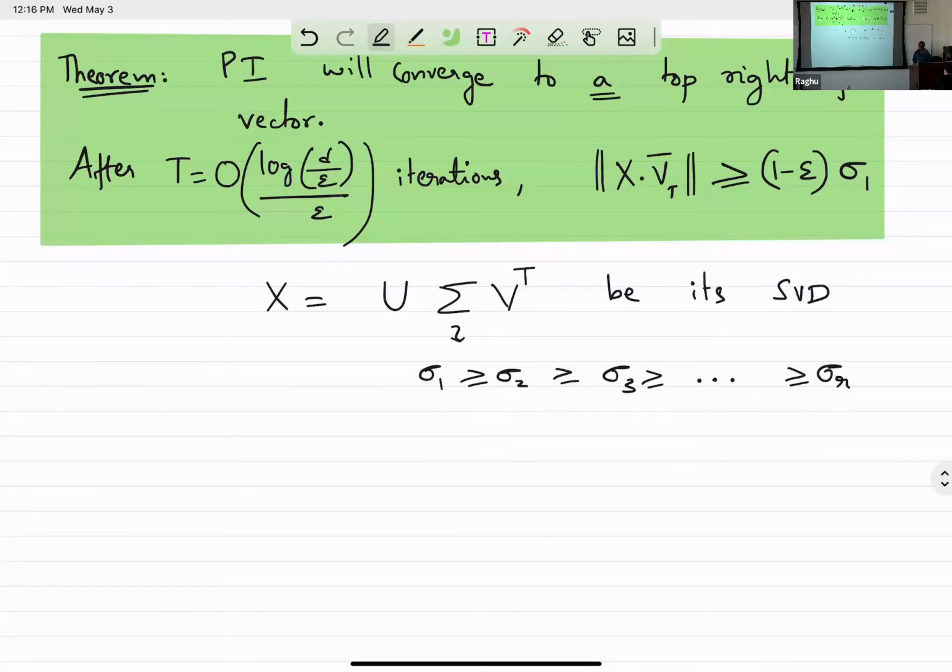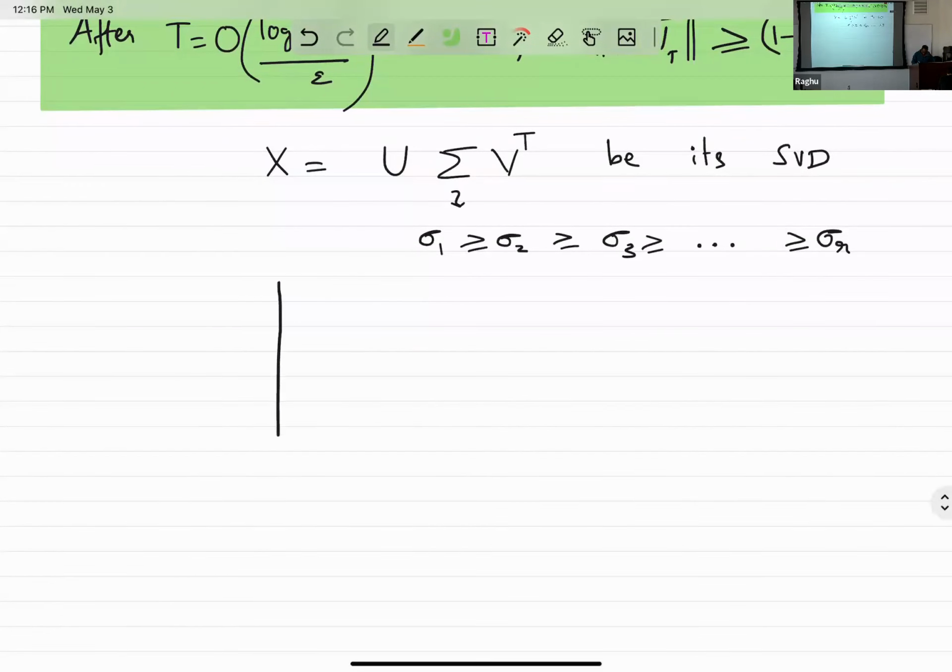Okay. And so one thing that we have to be watchful about is it could be that sigma 1 equals sigma 2. There need not necessarily be a unique maximum. If you take the identity matrix, what are all the singular values? 1, 1, 1, 1, 1, right? So everything is actually 1. Everything is a maximum, right? In that sense, it's not as if there's a unique maximal singular value. There's no unique maximal singular vector. Okay.